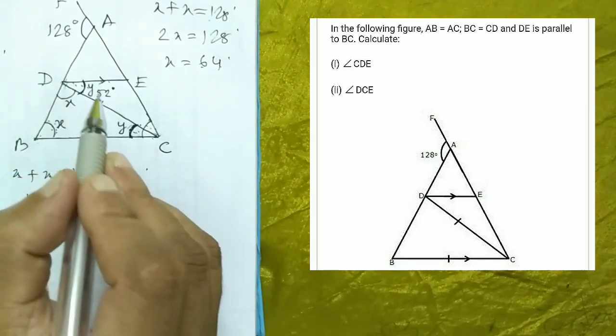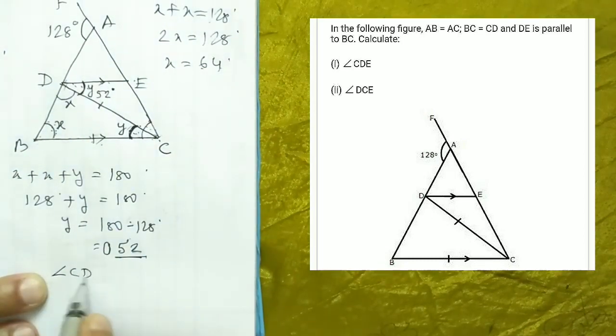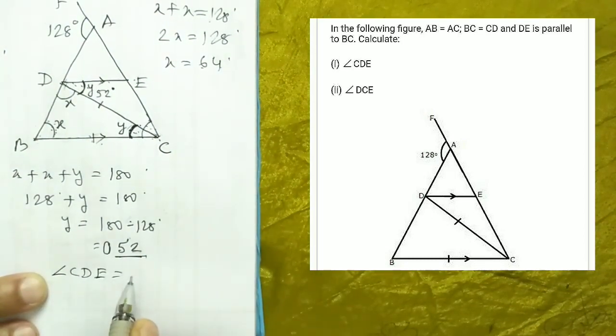So what is the name of this angle? CDE. So my angle CDE equal to 52 degrees. Now we have to find DCE.